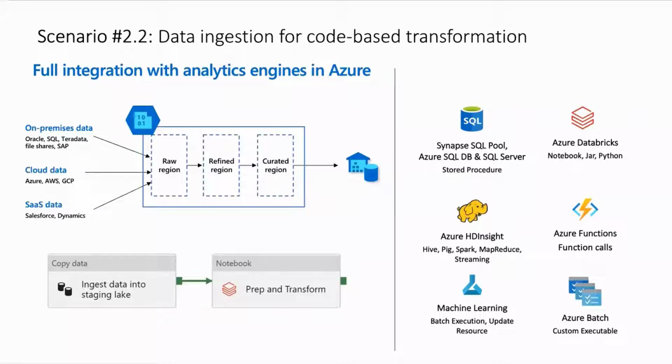Azure Batch basically lets you run your custom code. So if you've written some custom code in .NET or in Java or in Python, which is not Spark based, you can pretty much use Azure Batch there and orchestrate that whole batch component through Data Factory.